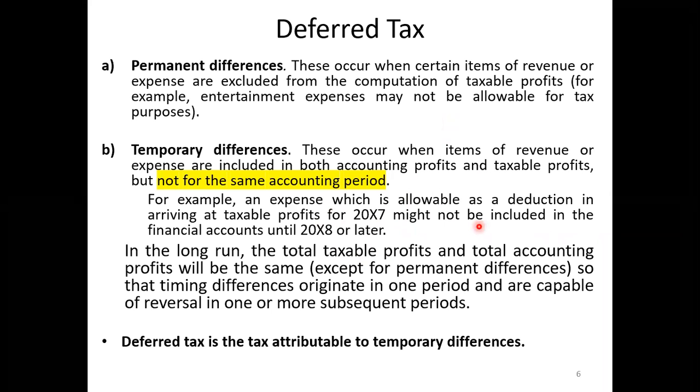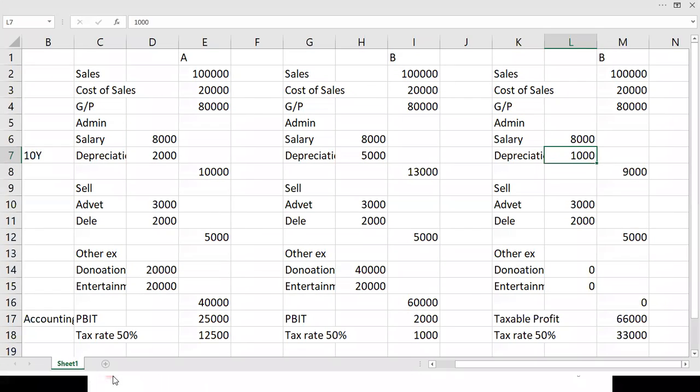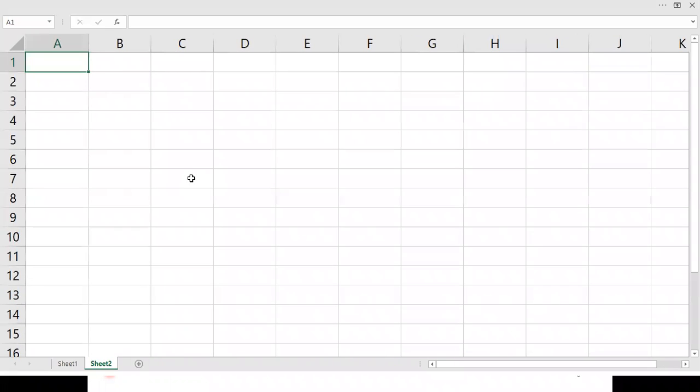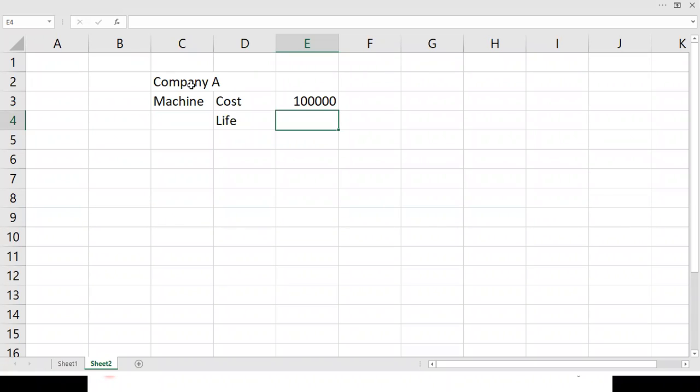Again, we'll move to the Excel sheet. For example, we assume a company A with a machine. The cost of the machine is 100,000. Useful life is 4 years.